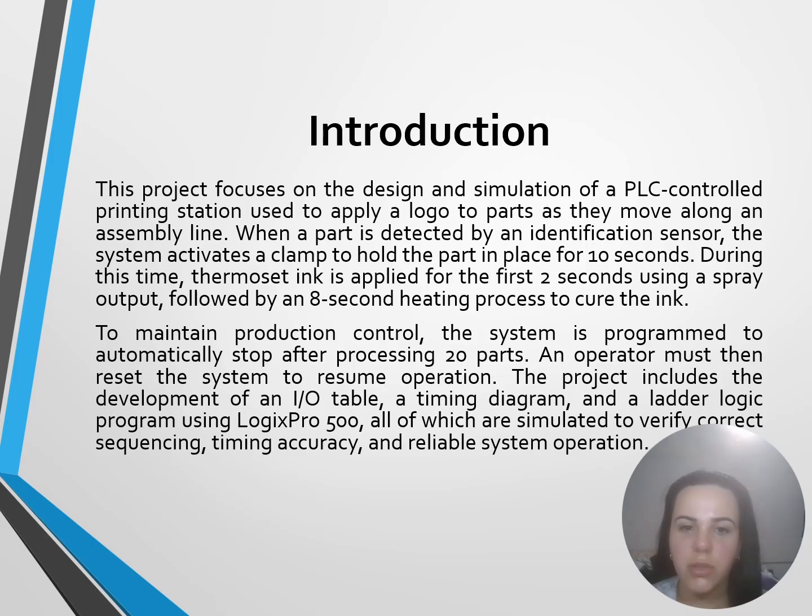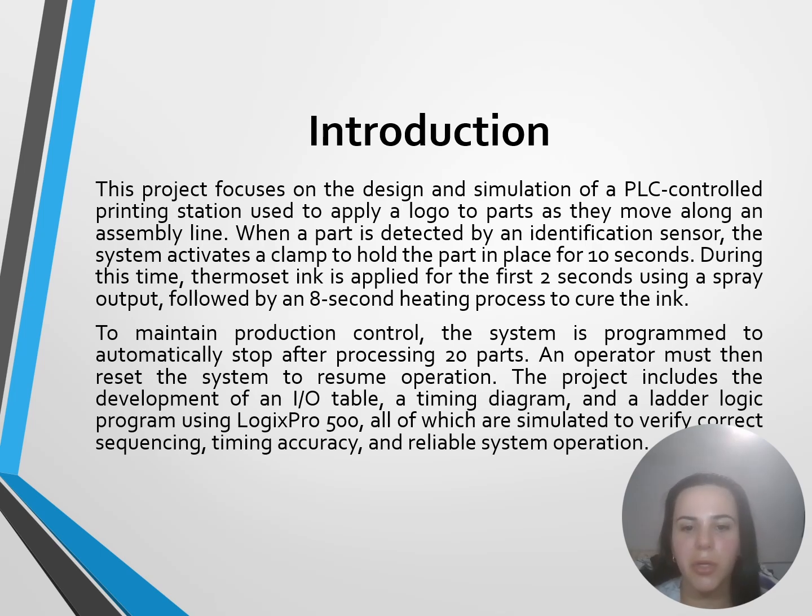For the introduction, the project focuses on the design and simulation of a PLC control printing station used to apply a logo to parts as they move along in the assembly line. When a part is detected by the identification sensor, the system activates a clamp to hold the part in place for 10 seconds. During this time, the thermoset ink is applied for the first 2 seconds using a spray output, followed by an 8-second heating process to cure the ink.